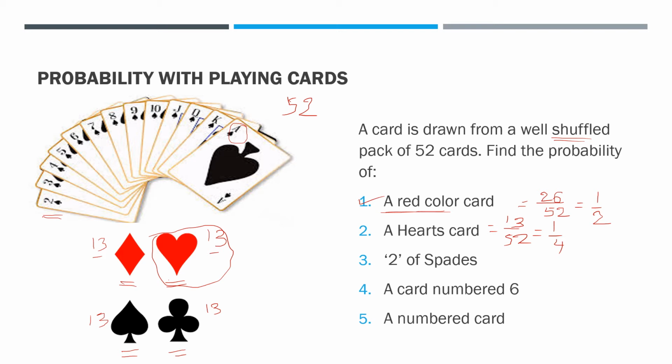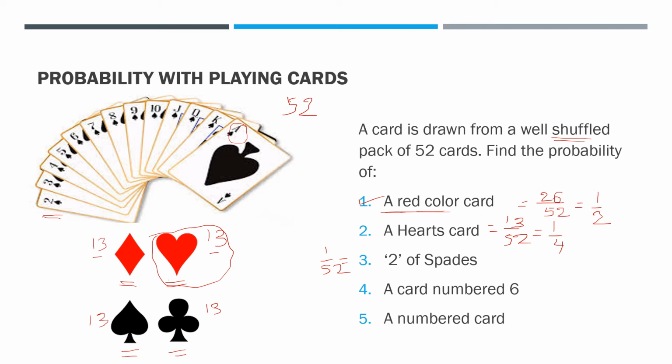2 of spades. Let's see, what did we say? In each suite, we have 13 cards and 2 is one such card. But the spades 2, there is only one card. Anyway, since we don't have space here, I'll write on this side perhaps. So there is only one favorable outcome out of the 52. So the probability of drawing 2 of spades is 1 by 52.